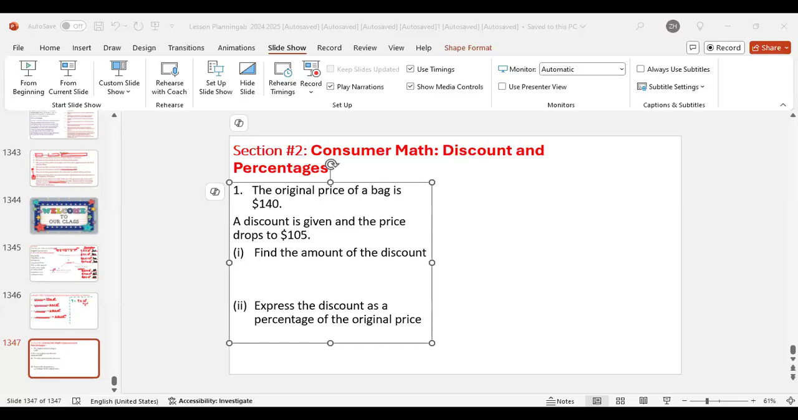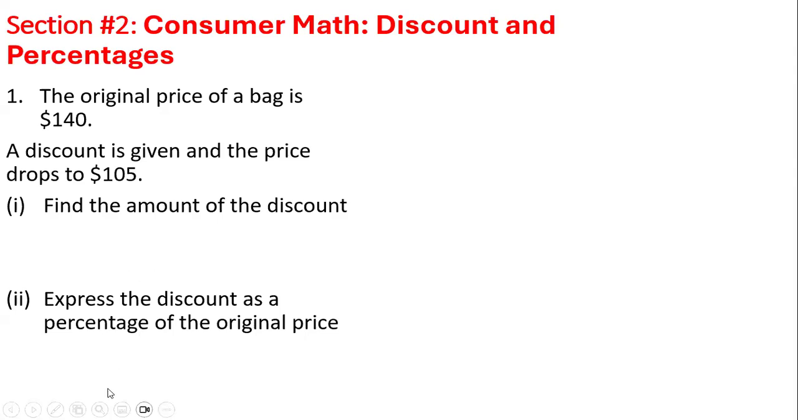35, really? So yes, the amount of discount is going to be what? 140 minus 105. What does that give us? $35. Yeah, so this part should be very easy.